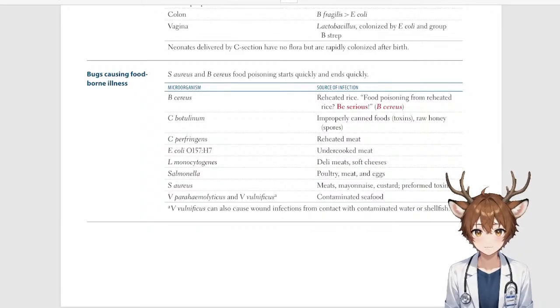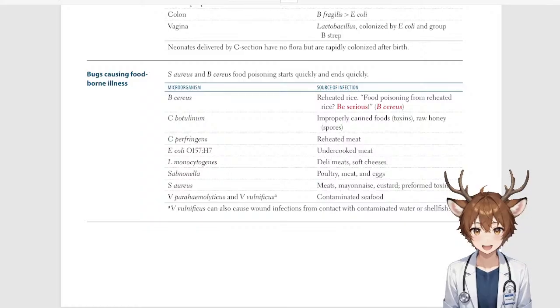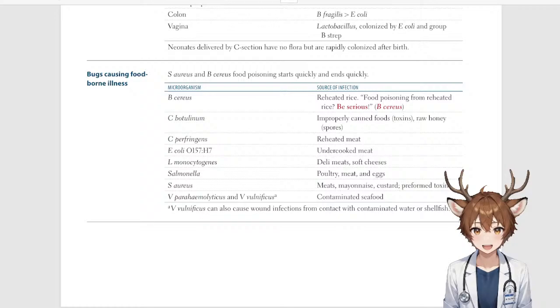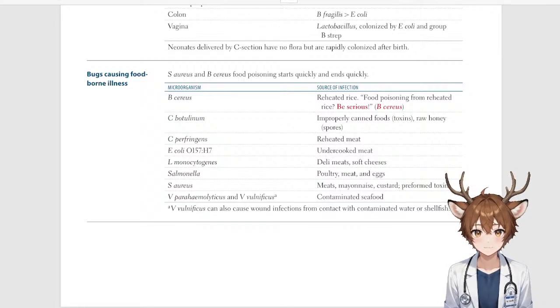C. botulinum. Clostridium botulinum. Improperly canned foods, toxins, or raw honey, spores. Bear in mind, the canning of foods for botulinum is associated with adult infections, while the raw honey spores are associated with infant infections. Clostridium perfringens, caused by reheated meat. E. coli O157:H7, undercooked meat. Listeria monocytogenes, caused by deli meats and soft cheeses. Salmonella, caused by poultry, meat, and eggs. Staph aureus, caused by meats, mayonnaise, custard, and with a preformed toxin.